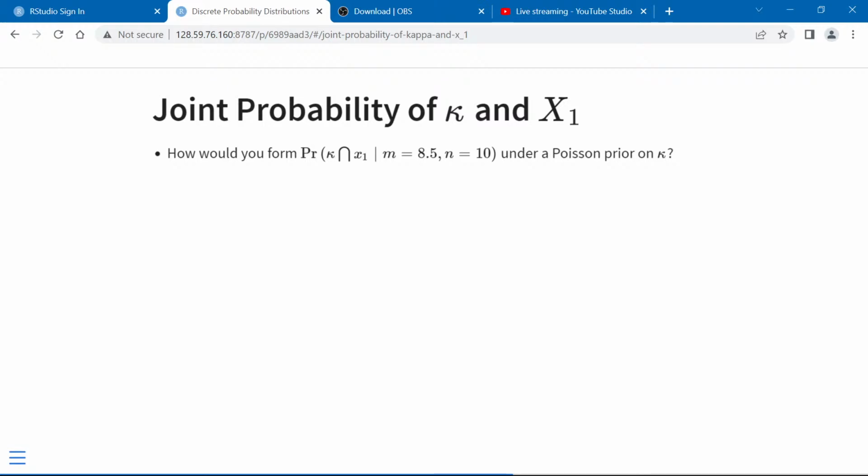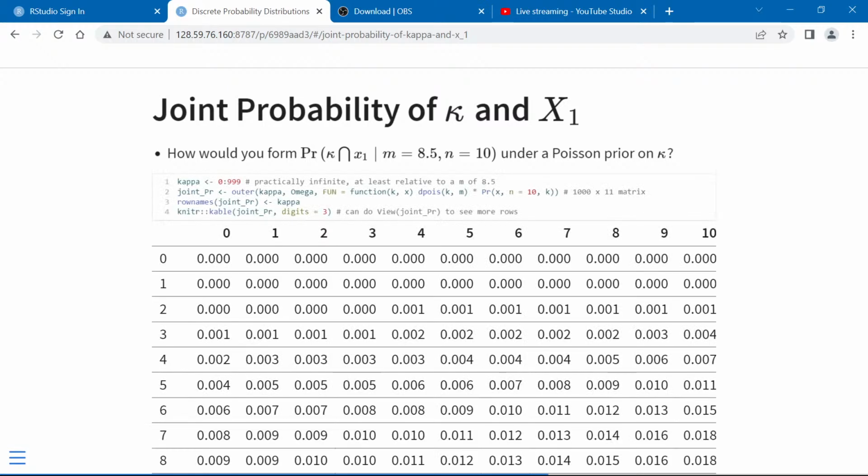Right. Because the probability of x having any value is going to depend on kappa. So we'd be multiplying a marginal probability for kappa times a conditional probability for x given kappa. And that can be done like this. So again, kappa can be any non-negative integer, but on a computer you can't really go up to infinity, so I'm just going to go up to 999, which is practically infinite again.